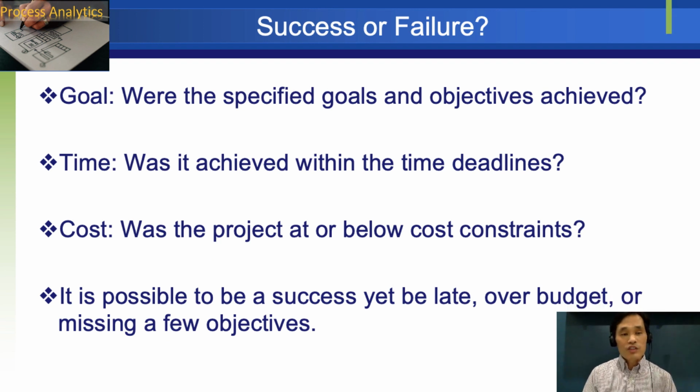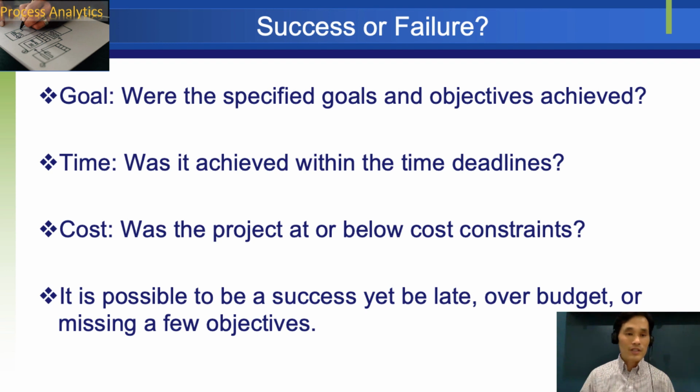And how do we judge whether a project or process improvement is a success or failure? The three things that we can look at is the goal and time and cost. In terms of goal, were the specified goals and objectives achieved? We can ask that question, and you have from module one, the goal statement, project charter there, and you can compare that with your improvement and see whether the improvement goal or outcome is meeting or exceeding the initial goal. In terms of time, was it achieved within the time deadline?